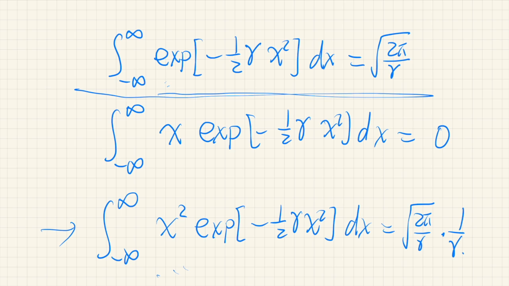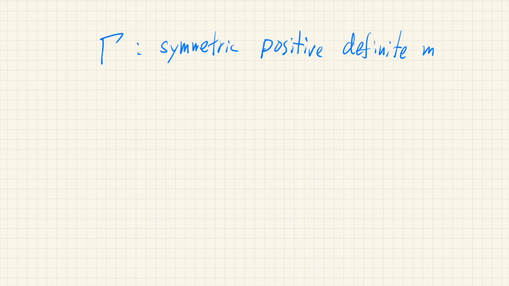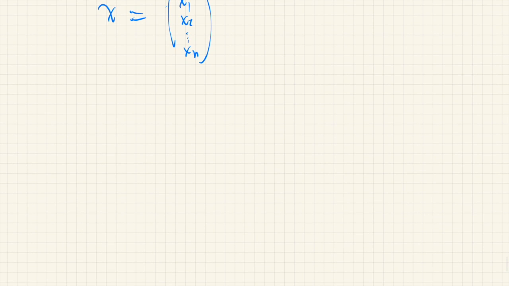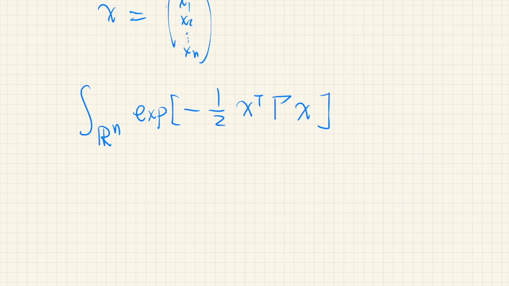Okay, so that's the preliminary results. We need to calculate some properties of the multivariate version of this integral. So suppose we have a symmetric and positive definite matrix gamma, let's say it's n by n, and x is a vector, x1, x2, up to xn, an n-dimensional vector. So the integral we are interested in is this: we integrate over the whole n-dimensional Euclidean space, the exponential of negative 1 over 2 x transpose gamma x, dx.